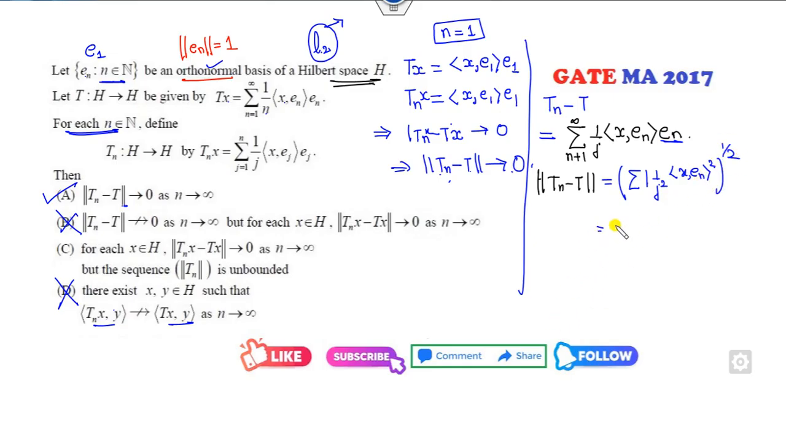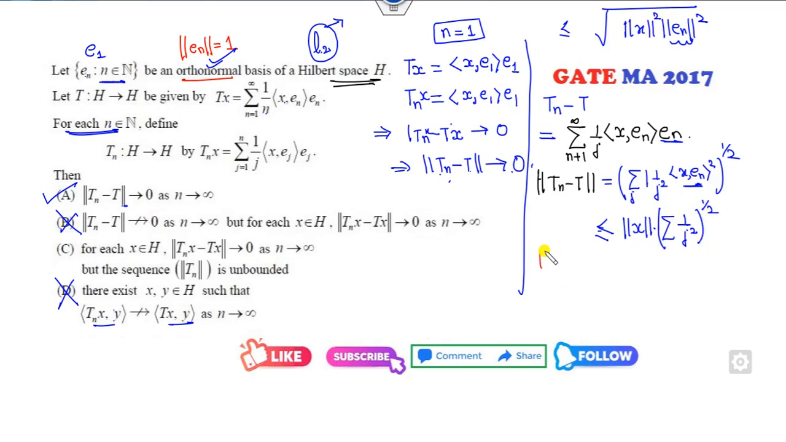So what is this value? It can be written as less than or equal to, by the Cauchy-Schwarz inequality, the norm of x squared times the norm of this value. Fine. Now if I take the square root of this, because this summation starts from j and it is independent of j, it can be written as this value is 1 by the orthogonal property. So this number is 1 over j squared, to the power half. Clear?